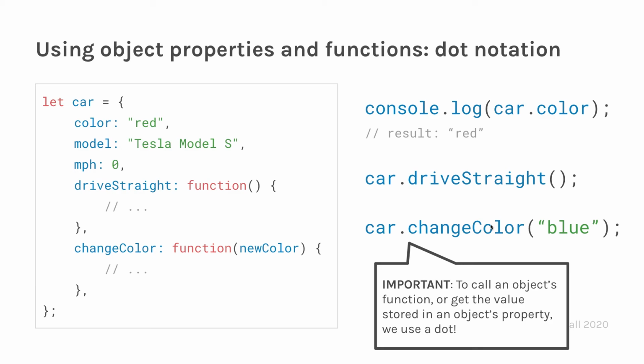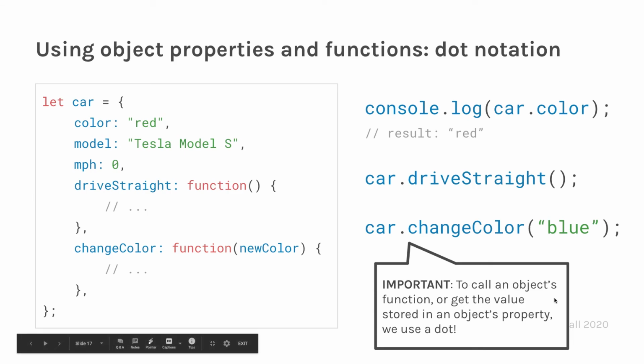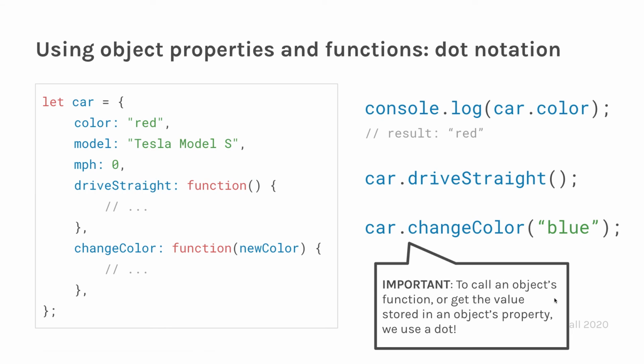More detailed stuff about the code, but that's not important. The important part of this is that to call an object's function or to get the value stored in an object's property, we use dot notation, and that's the whole purpose of why I taught you objects. So, from a literal reality perspective, let's put it like this.